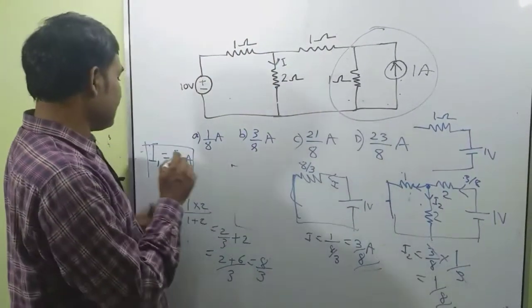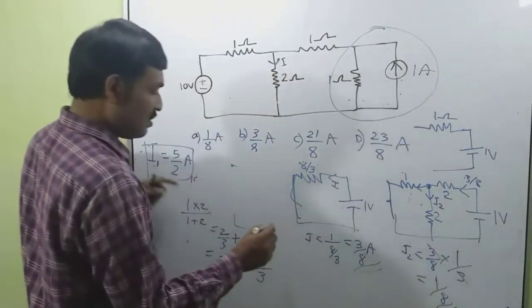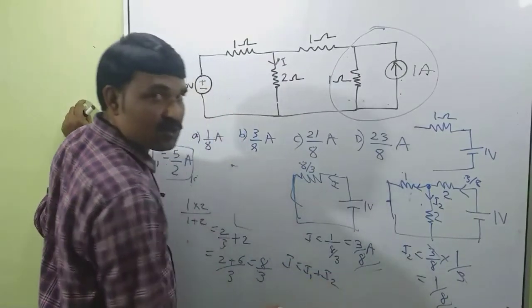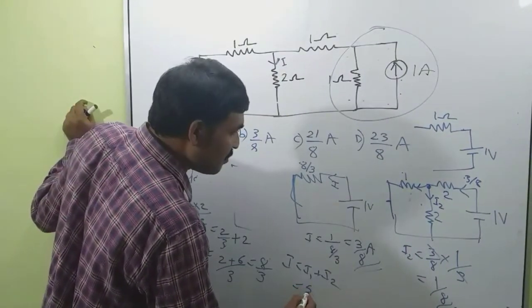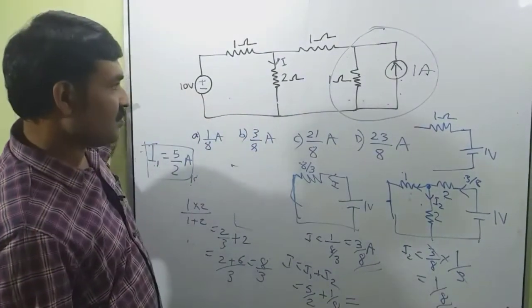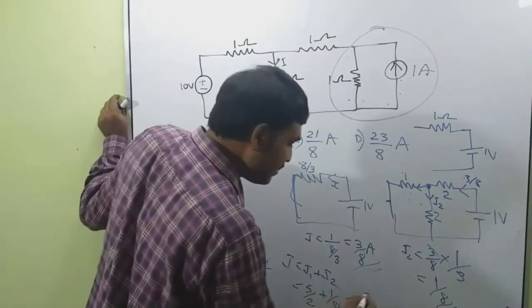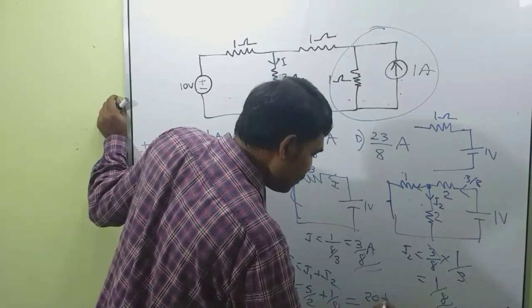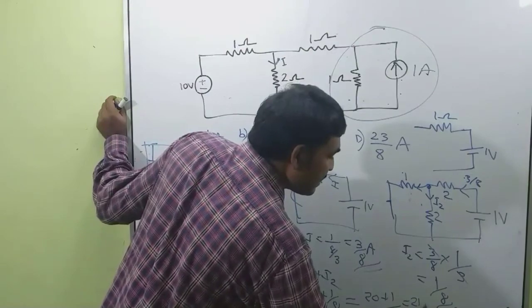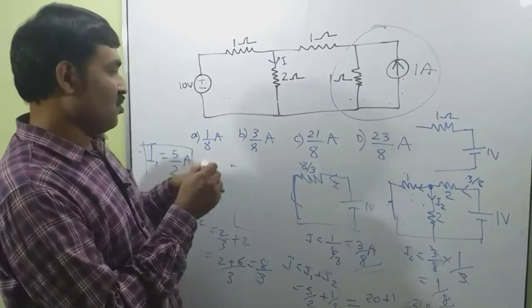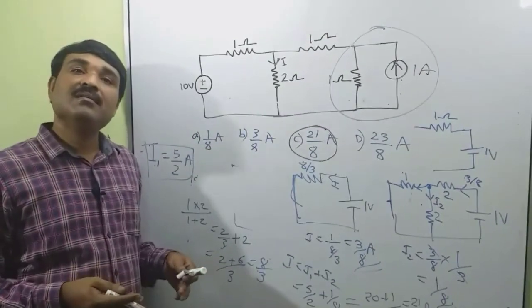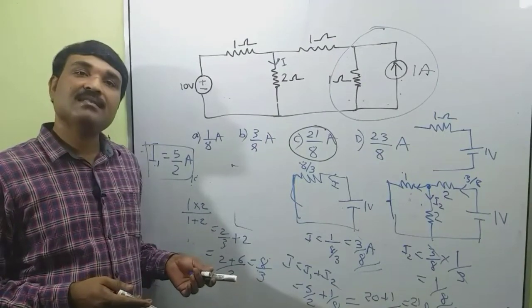Okay, so the total current is equal to I1 plus I2. That is, I is equal to I1 plus I2 by using the superposition principle. That is equal to 5 by 2 plus 1 by 8. Taking the LCM, we get 20 plus 1 divided by 8, which is equal to 21 by 8 ampere. So our right answer is C. The same question can be done by using either KCL, mesh analysis or node analysis.